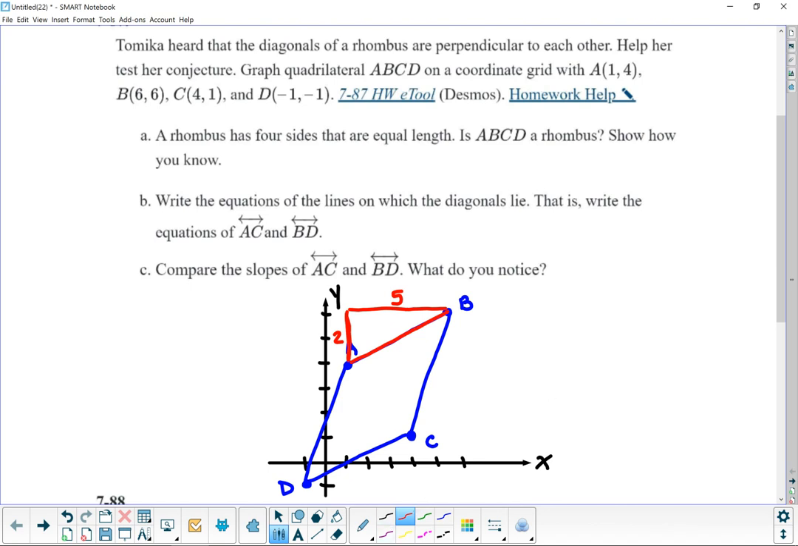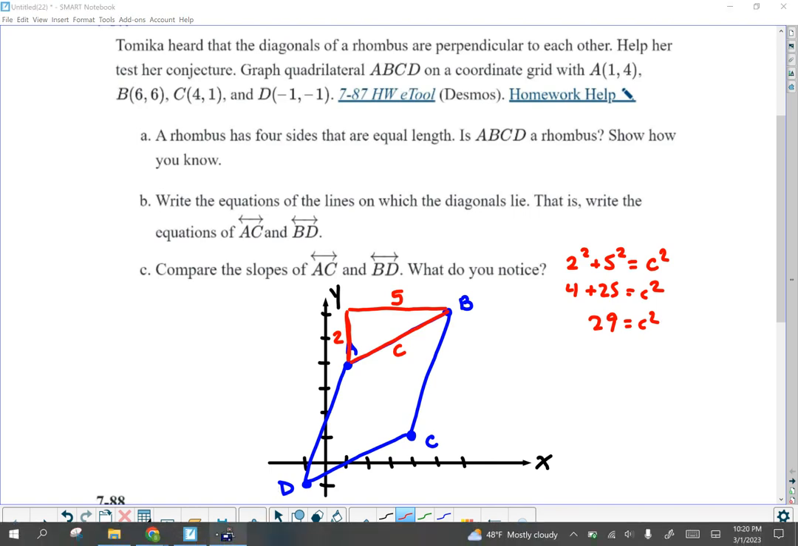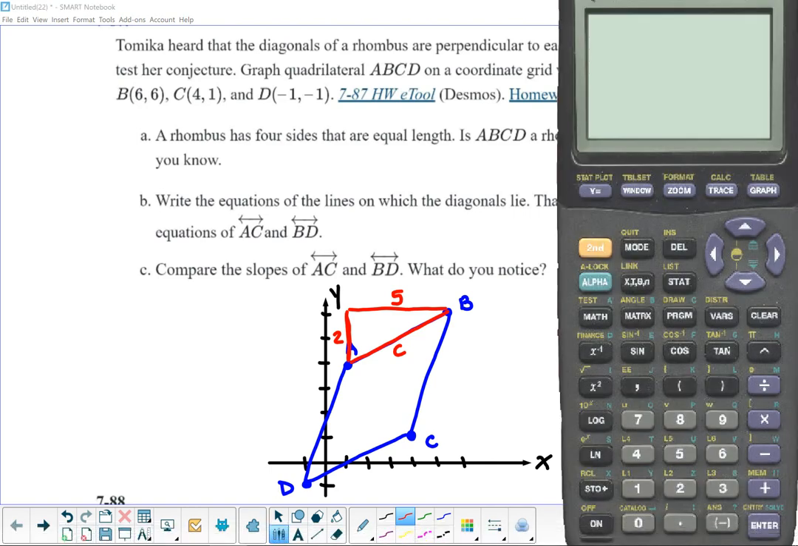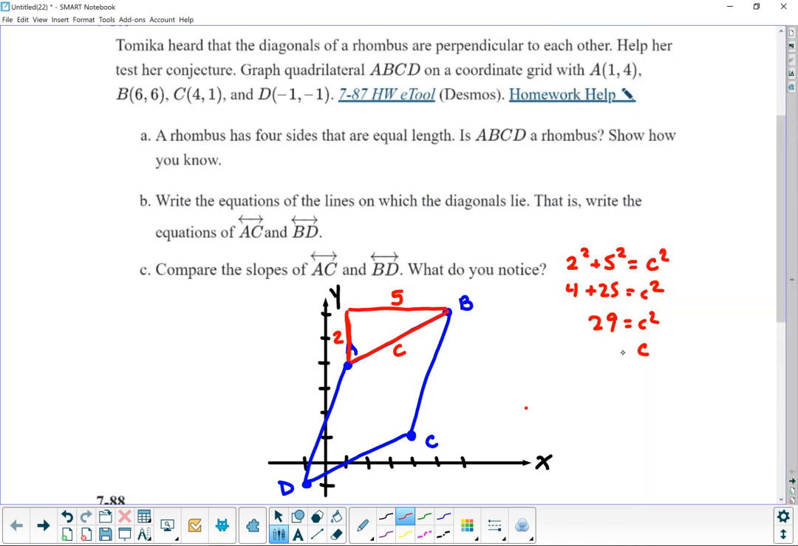So if I do this, I will have 2 squared plus 5 squared equals C squared. And C is the side that we're looking for. So that's 4 plus 25 equals C squared. That's 29 equals C squared. And using your calculator, the square root of 29 comes out to be about 5.38. So we're going to say C is equal to 5.38. Now, that was just for that one.